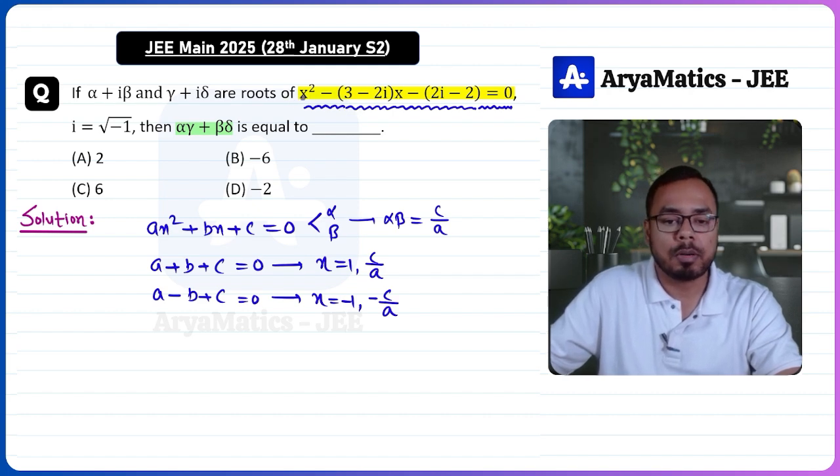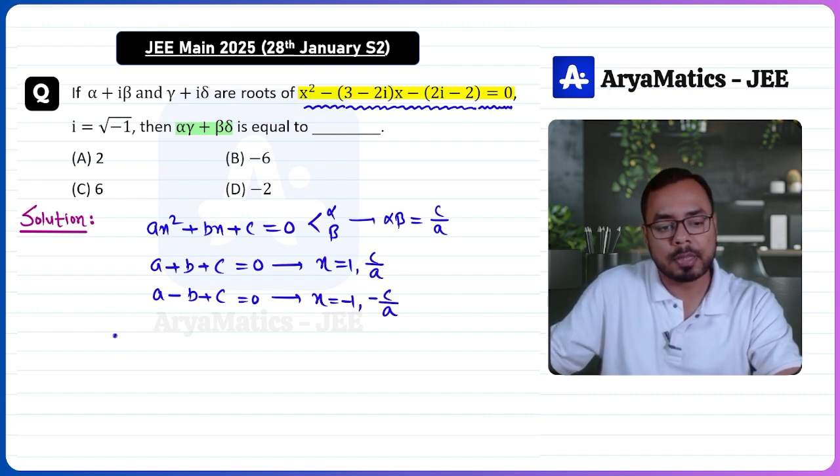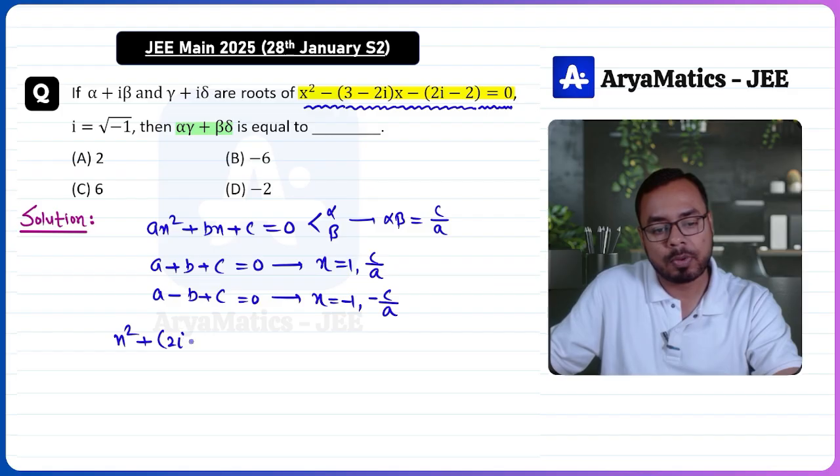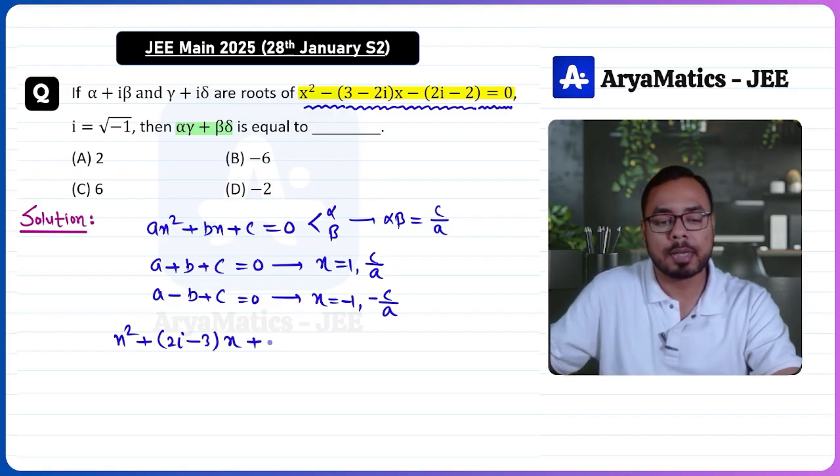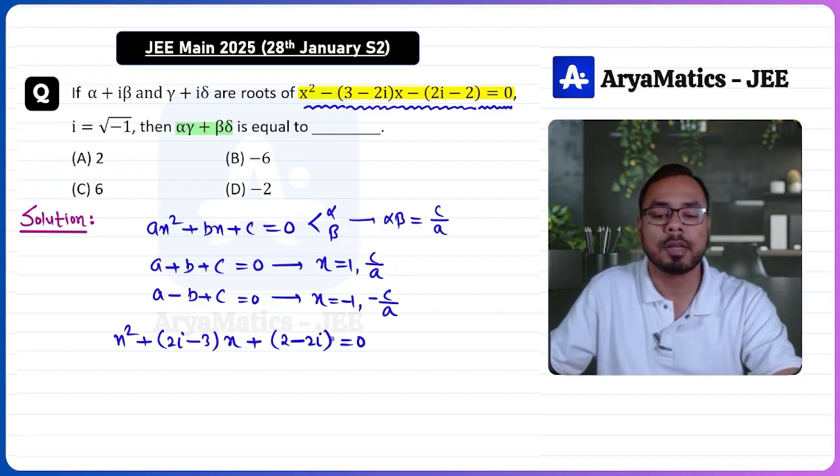Now let us rewrite that given equation. The given quadratic equation is x square. Let us take the minus sign inside. So then we have 2 iota minus 3 into x. And this minus sign also we can take inside. So 2 minus 2 iota. This is 0. This is the given quadratic equation.